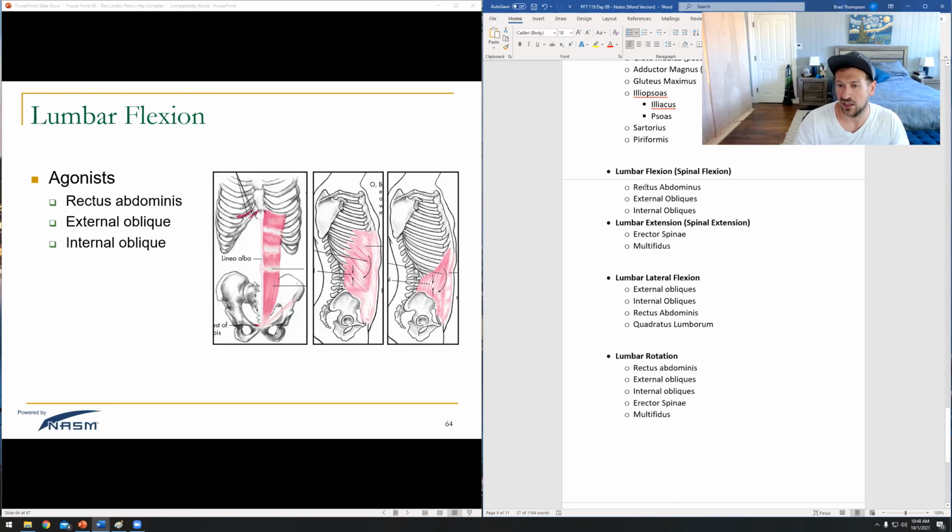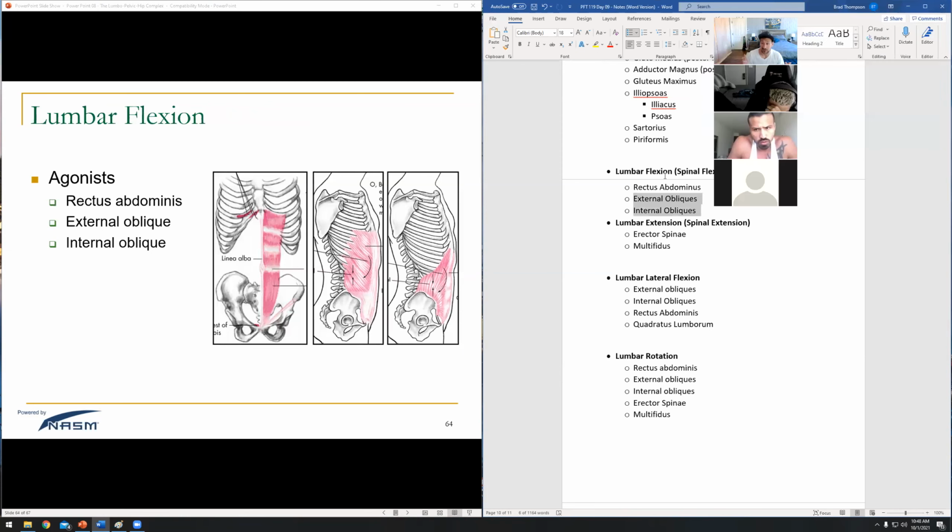So lumbar flexion, the rectus abdominis is the big one, but then also those oblique muscles are kind of helping a little. Remember, I did say the obliques do help with crunches. Even if you were to only do crunches and you never did any rotational movement, you'd still have decent obliques. They do help. Especially when you do the decline ones.